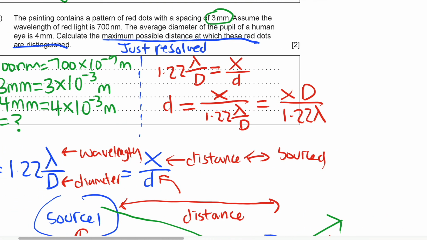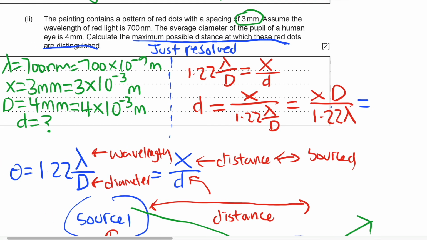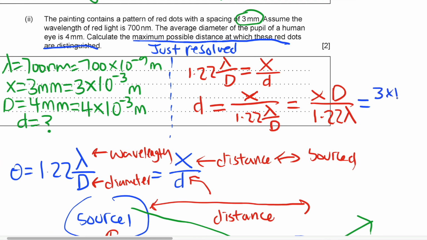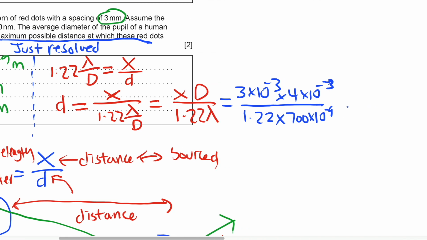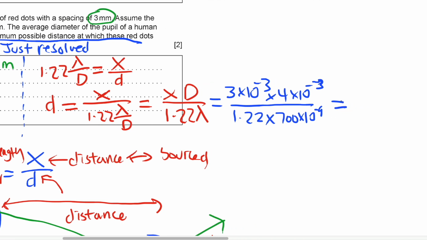So let's plug in numbers. This is going to be equal to x, which is 3 times 10 to the power of -3, multiplied by D, so multiplied by 4 times 10 to the power of -3, divided by wavelength, so 1.22 multiplied by 700 times 10 to the power of -9. So this is equal to 14.005 meter, which is approximately 14 meter.